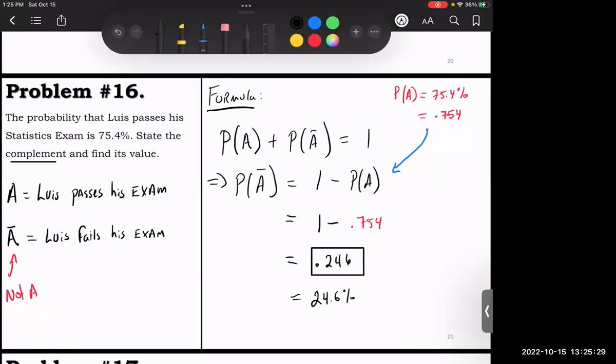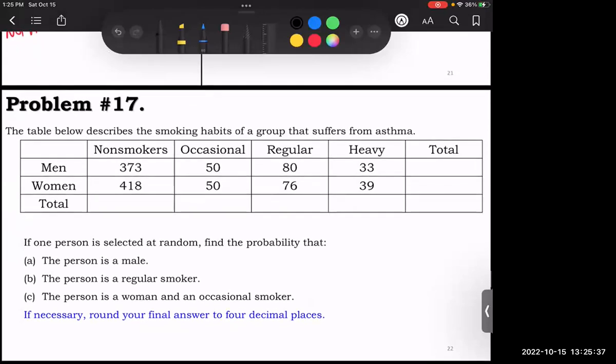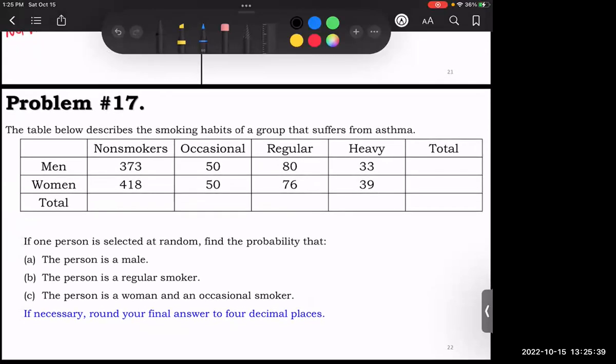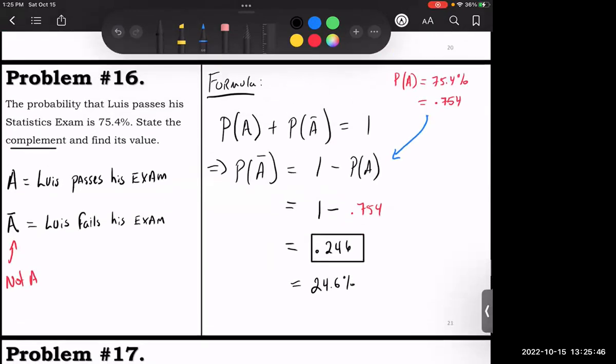Okay, let's continue with more probability. So in problem number 17 now, we're looking at a two-way table. I'm sorry, can you essentially show problem 16 again so I could screenshot it? Sure, I'm sorry. Let me know when you get it. I got it. Thank you so much.